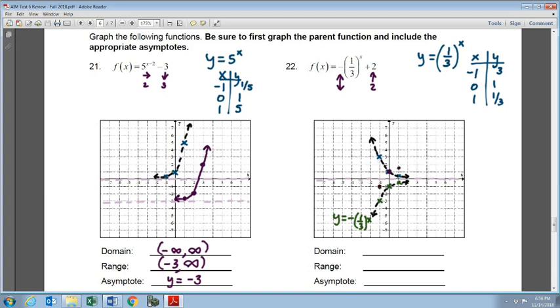So move each of your points up 3. Notice when you do that, the asymptote's also going to move up 2, and your graph's going to look like that. The domain, again, is all real numbers, as it always will be with exponential functions. The range, let's see, we don't have a lowest point, but we don't quite get to 2. And the asymptote here is y is equal to 2.